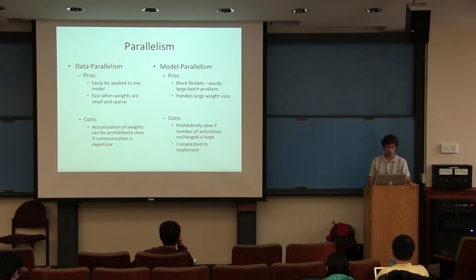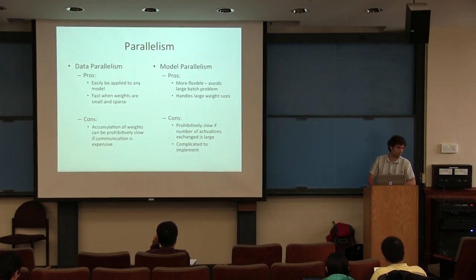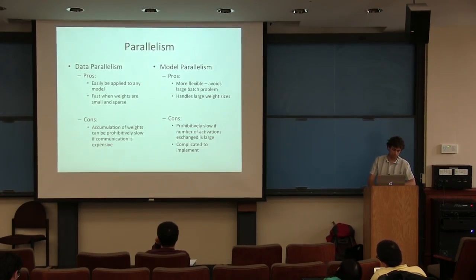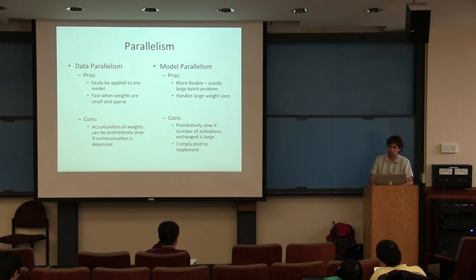On the other hand, model parallelism can be really great. It's more flexible. It can avoid the large batch problem. You're actually getting parallelism without increasing your batch size and degrading your stochastic gradient descent performance. And it can also handle larger weight sizes if the weights aren't shared between the partitions of the model. Some of the cons: it can be slow if the activations that need to be exchanged are large, which, once again, is very problem dependent. And it can be really complicated to implement. Another thing is that it's not necessarily clear how to apply model parallelism to certain models.